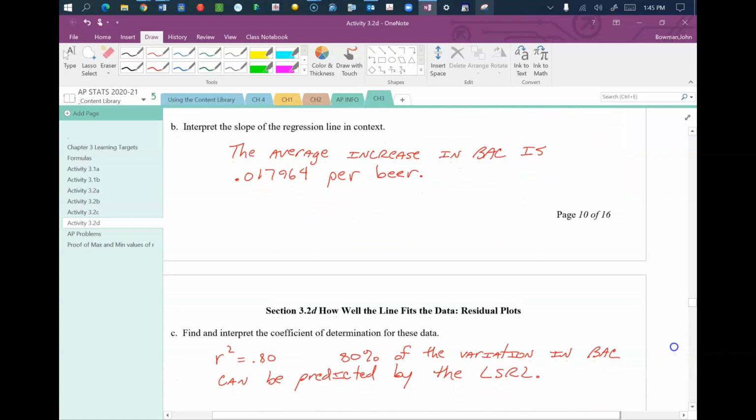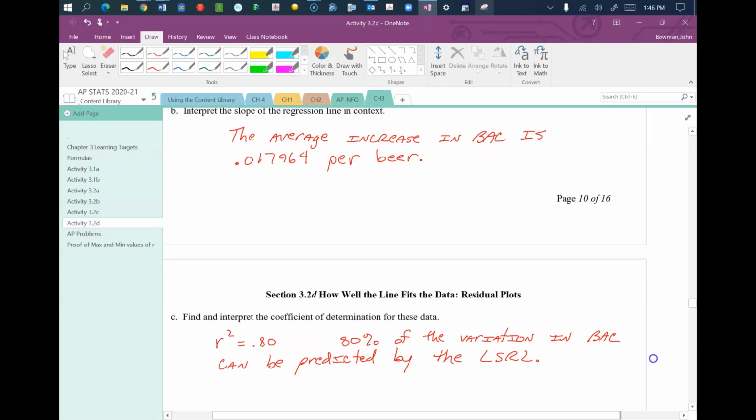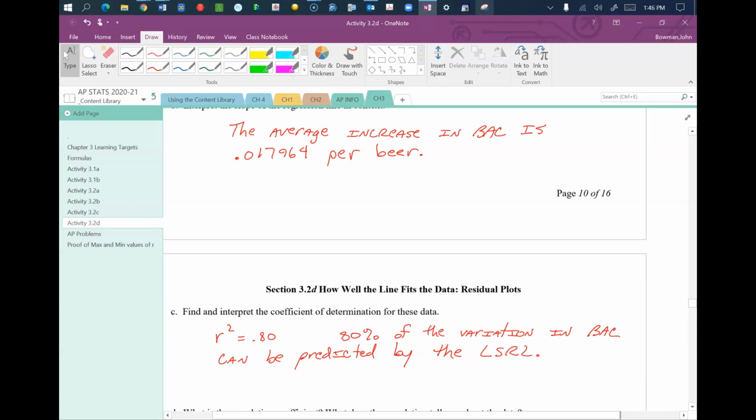Find and interpret the coefficient of determination for these data. Remember, you have to interpret this stuff in context. So, R squared was 0.80. We can say 80% of the variation in blood alcohol content can be predicted by the least squares regression line. That explanation would get you full credit.